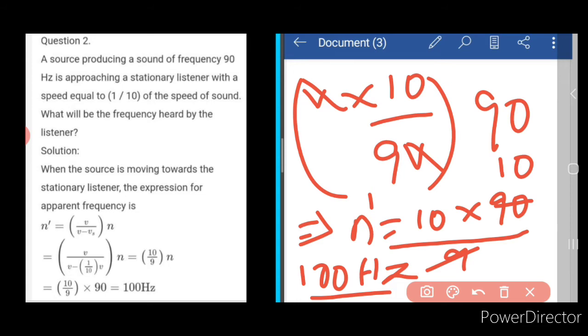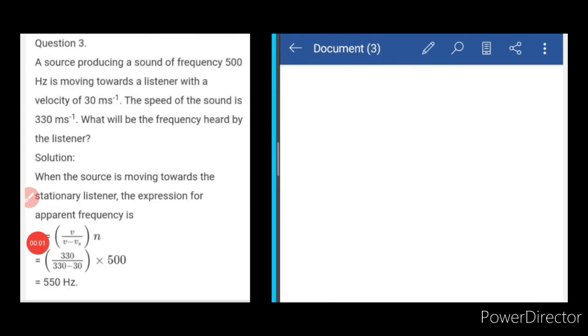Now at the last you will end or give the result as: the frequency heard by the listener is equal to 100 Hertz. So this is how you have to present the numerical problem. First you have to give what is given, what is to be found out, and what is the solution, and at the last the result.